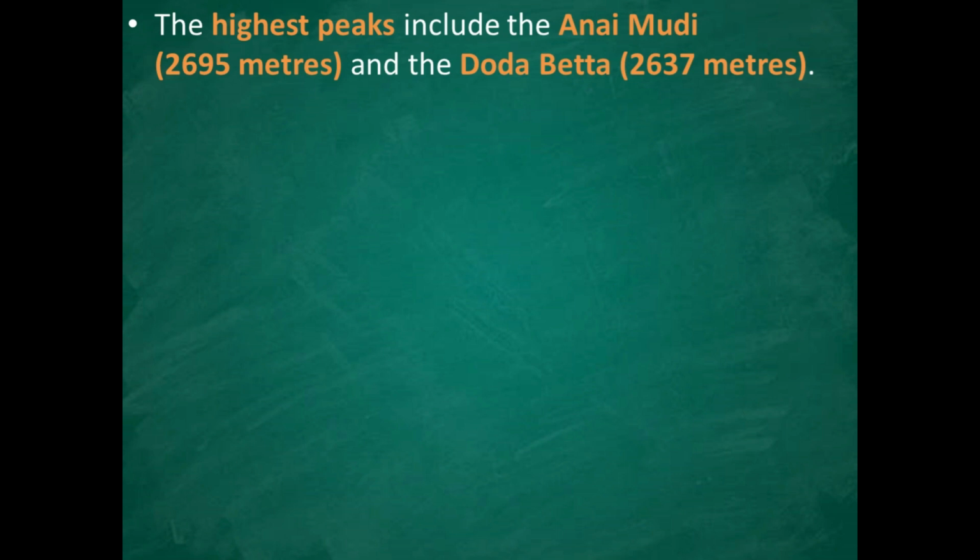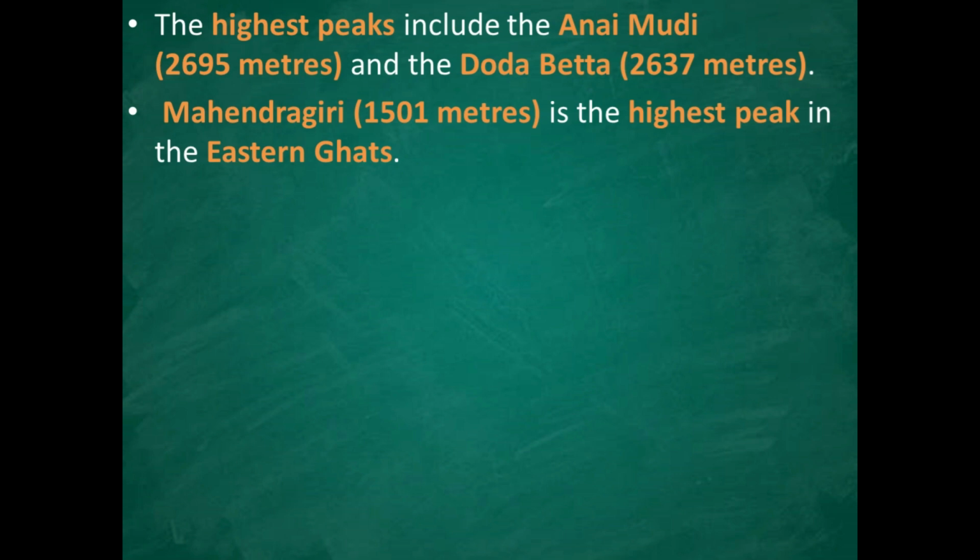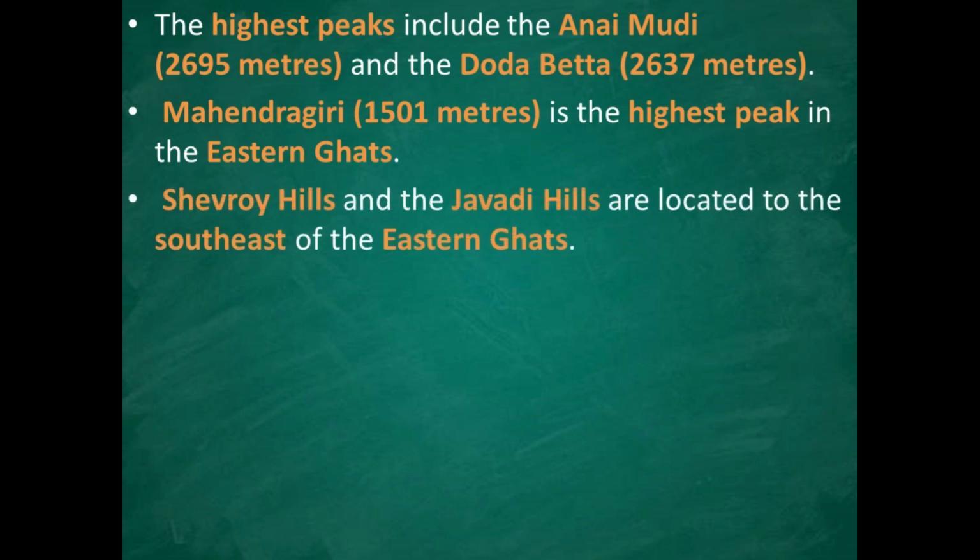The highest peaks include the Anai Mudi, which is 2695 meters, and the Doda Betta, which is 2637 meters. Mahendragiri, which is 1501 meters, is the highest peak in the Eastern Ghats. Shevaroy Hills and the Javadi Hills are located to the southeast of the Eastern Ghats.